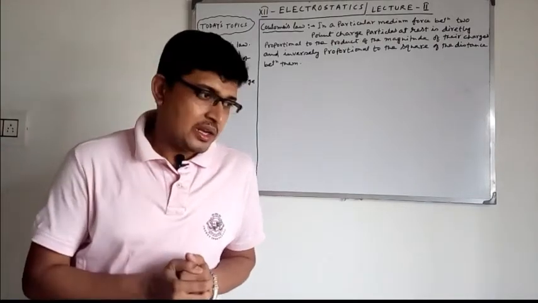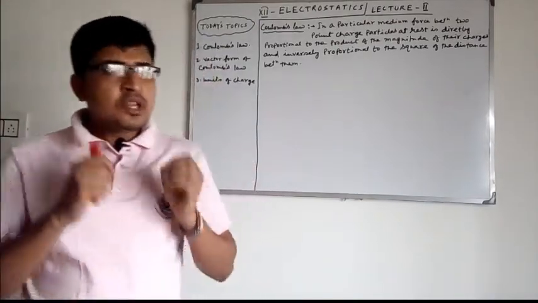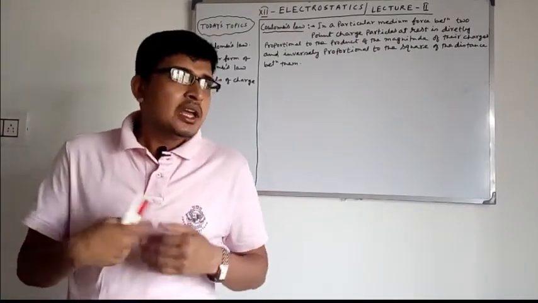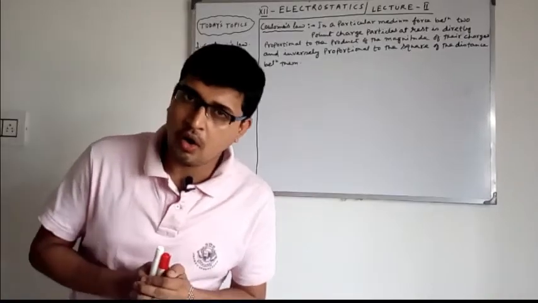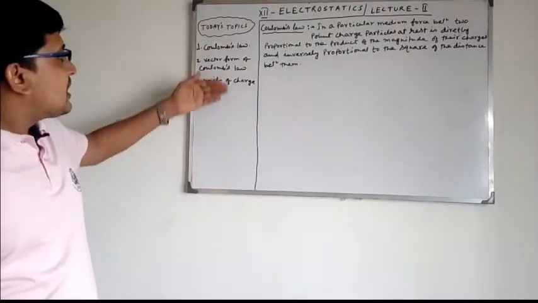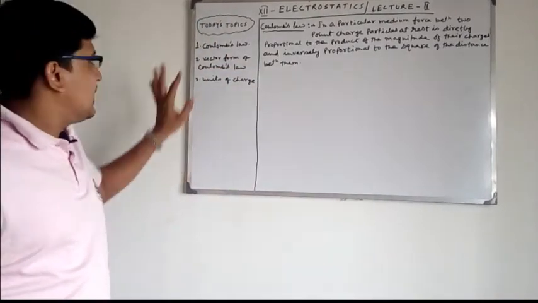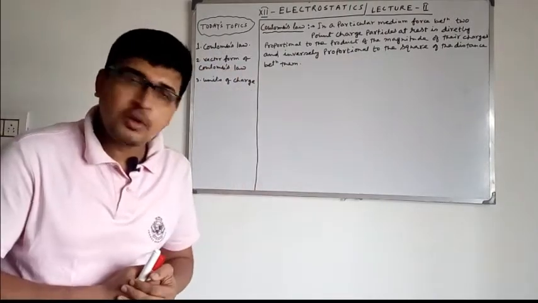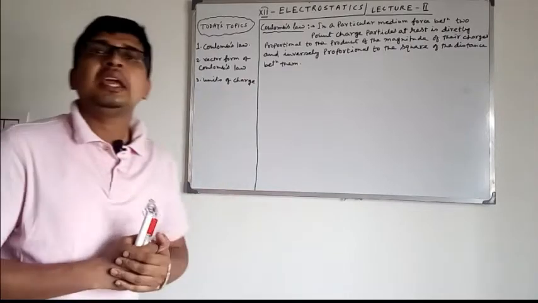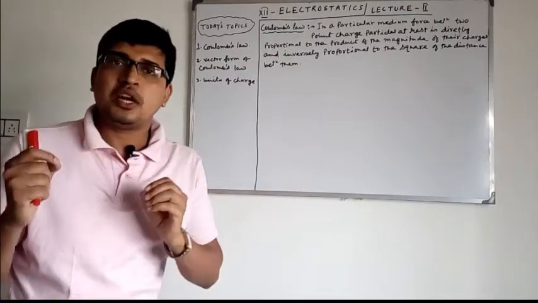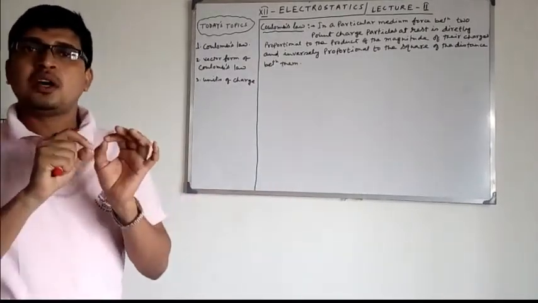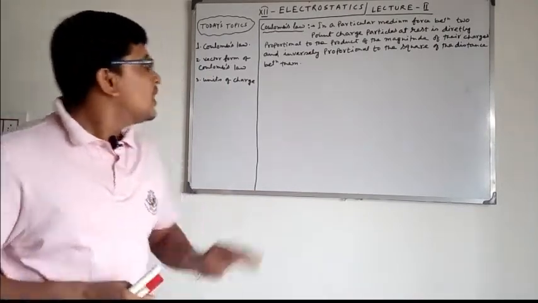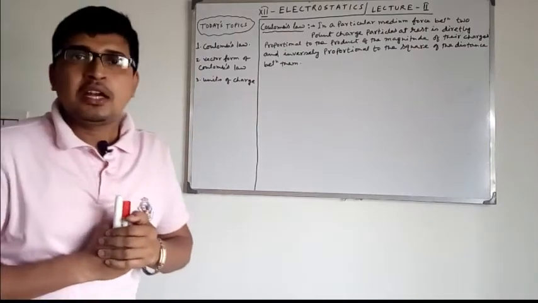So today we should discuss a very important law of electrostatics, and this is Coulomb's law. And the topics to be discussed today are written on the board. Number 1 is Coulomb's law, number 2 is the vector form of Coulomb's law, and number 3 is the units of charge. We shall discuss the CGS and SI units of charge and define them. So this is our topic.